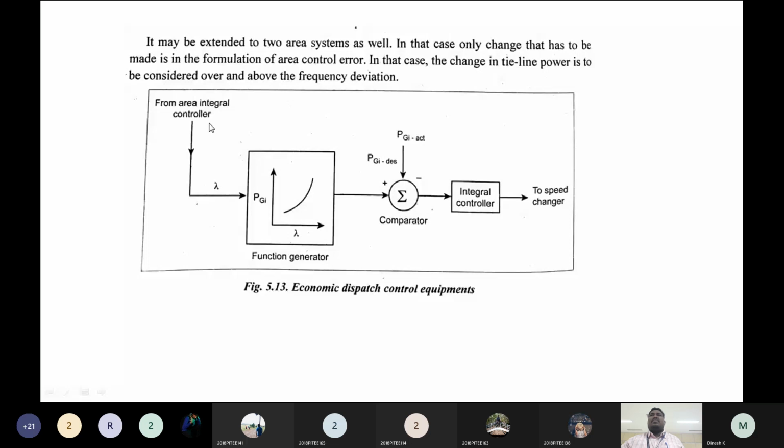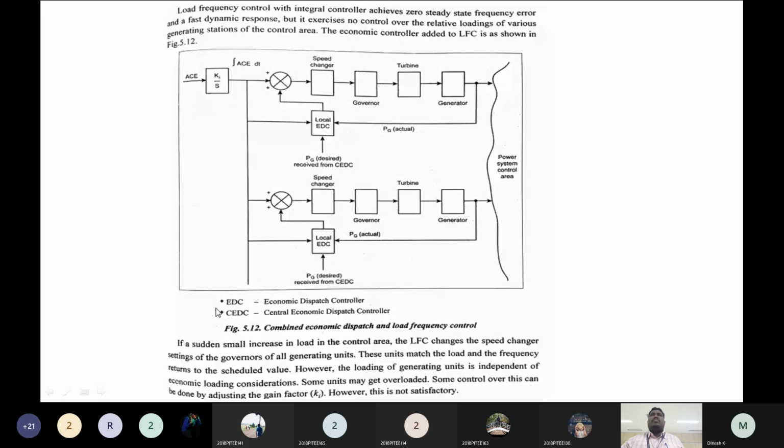So this is the economic dispatch control from the area controller. You have the function generator, you have the comparator, integral controller, speed changer. So this we see manually, these speed changes we are the ones who change. Similarly, the area integral controller. These are all the economic dispatch control equipments. So up to this, I completed my topic number 2.